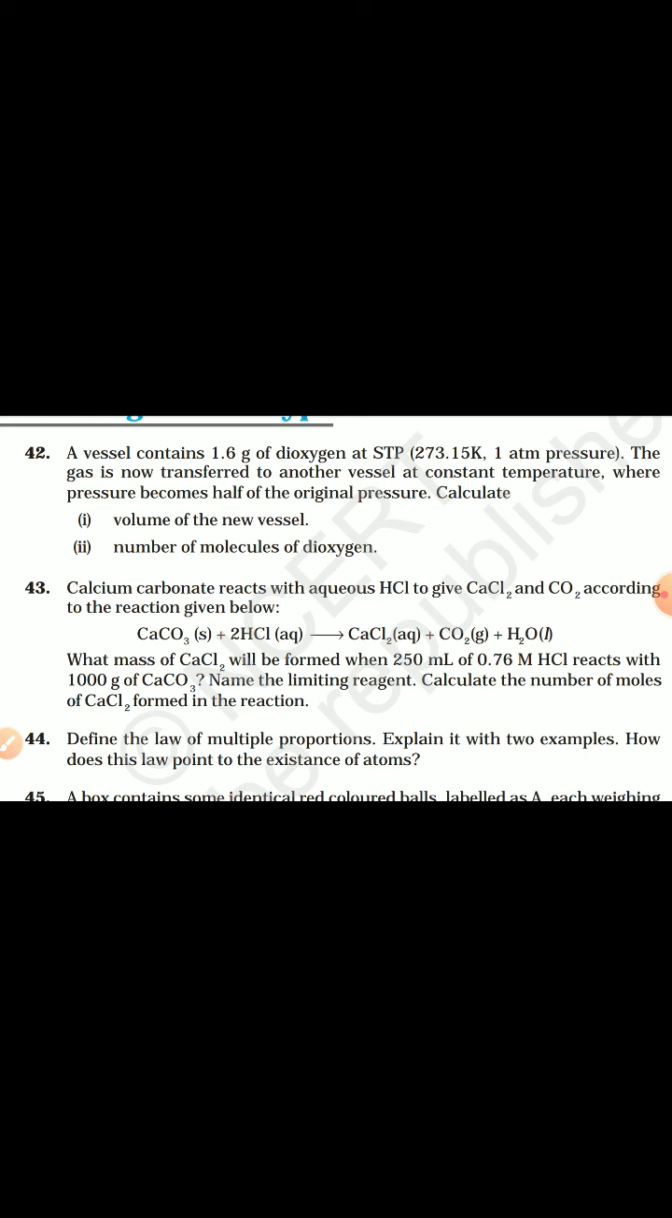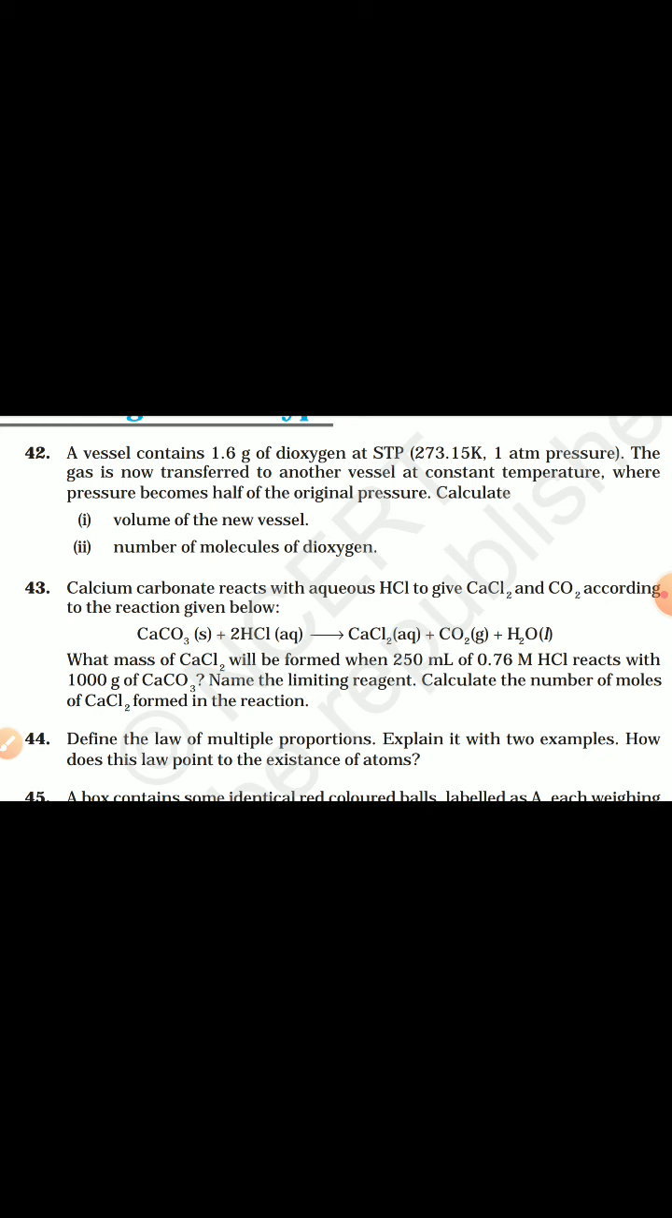So P1 divided by 2 is equal to P2, that is the half amount of the pressure. That means 1 by 2, that means 0.5 atm pressure. And for the 0.5 atm pressure, what will be the volume? V2. So V2 is equal to question mark.